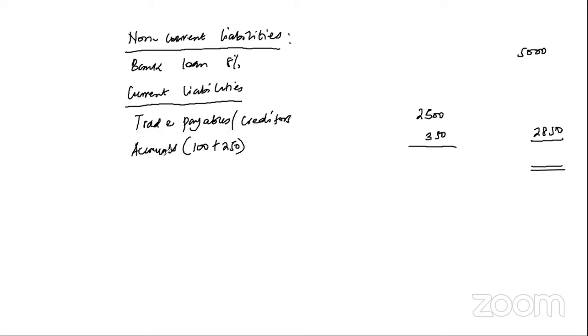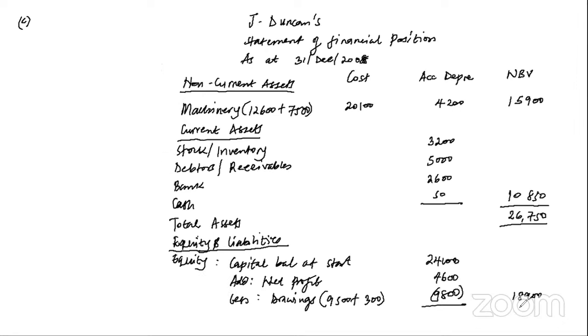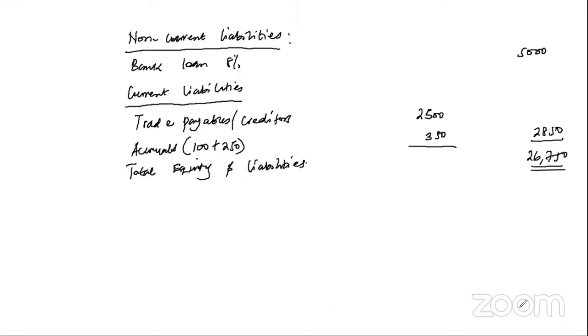So when we add the current liabilities plus the non-current liabilities plus our equity, how much do we get? We get 26,750, and this is total equity and liabilities. How much was the total assets figure? Let's check. It was 26,750, and our total equity and liabilities is 26,750.